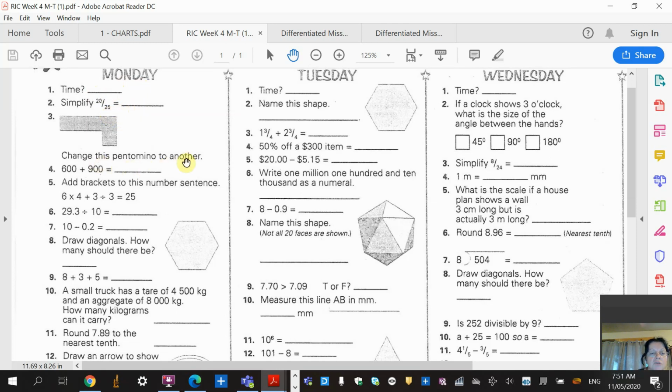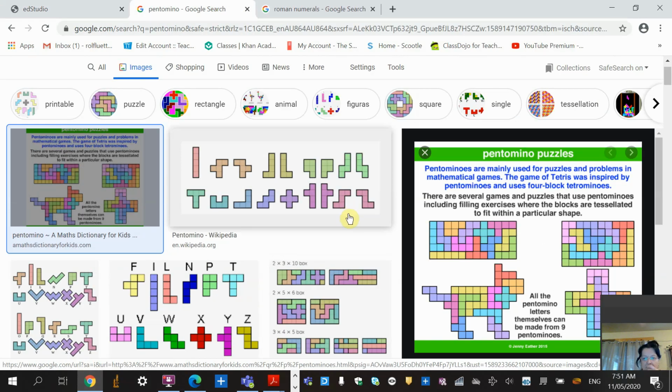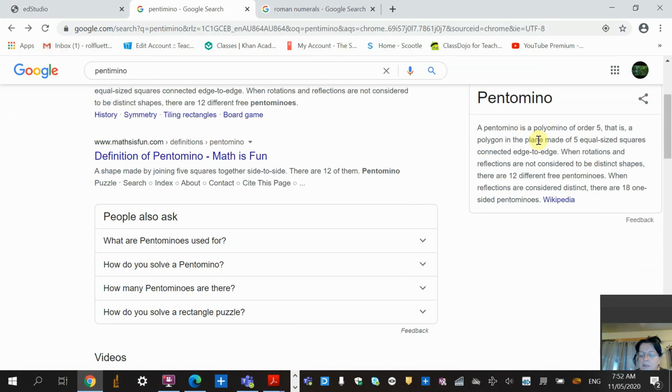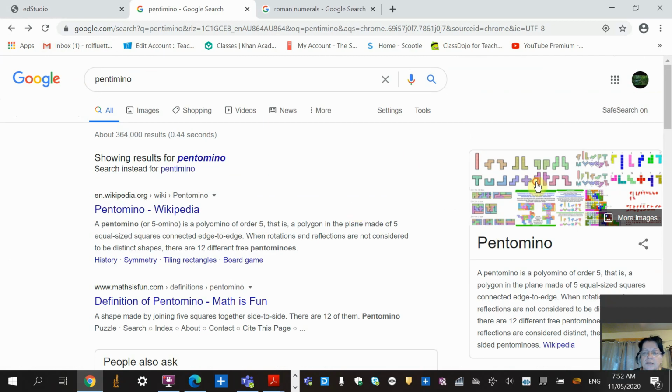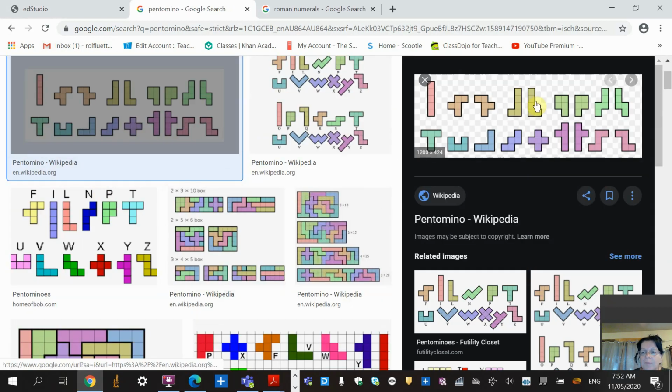Change the pentamino to another. Okay, so a pentamino is, I will read you the actual definition of a pentamino. A pentamino is a polymino of order 5. That is a polygon, and we know that a polygon has equal sides, more than 3, in the plane made up of 5 equal sized squares connected edge to edge. So what it is, is 5 equal squares connected edge to edge to make a pattern.